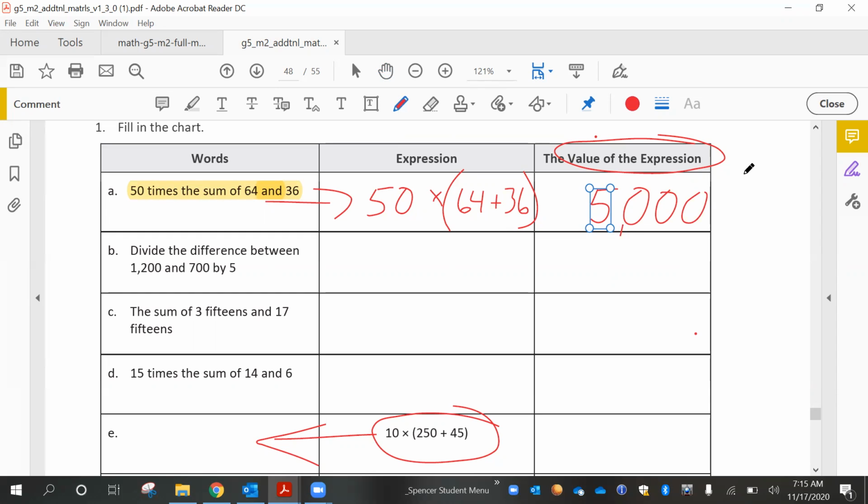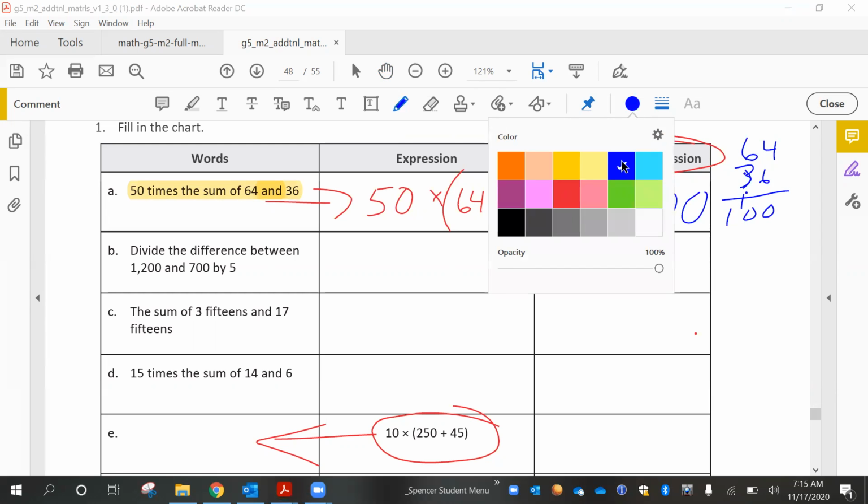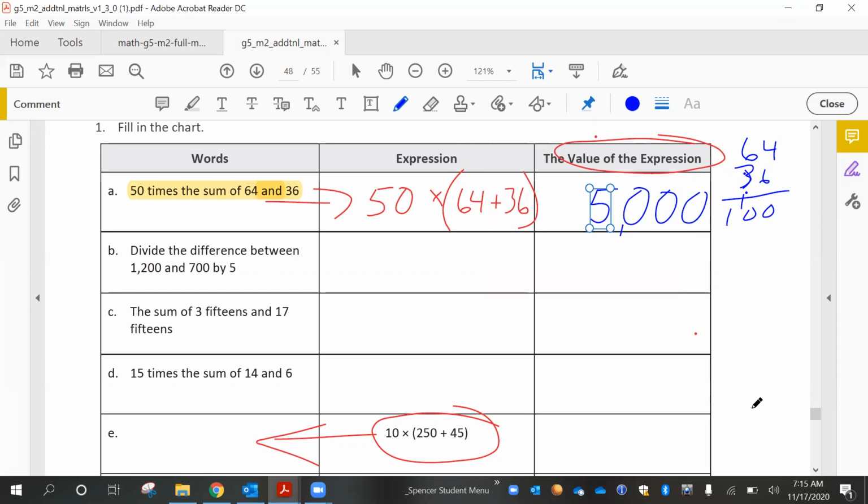If you need to show your tracks of thinking off to the side, go ahead and do it. If you need to stack and add 64 plus 36, go ahead and do that so that you can see that you get 100. All right, let's try another one real quick. And if you're writing these on your board, that's great.